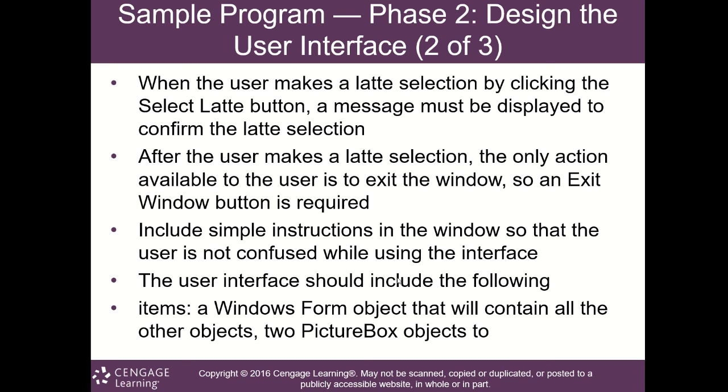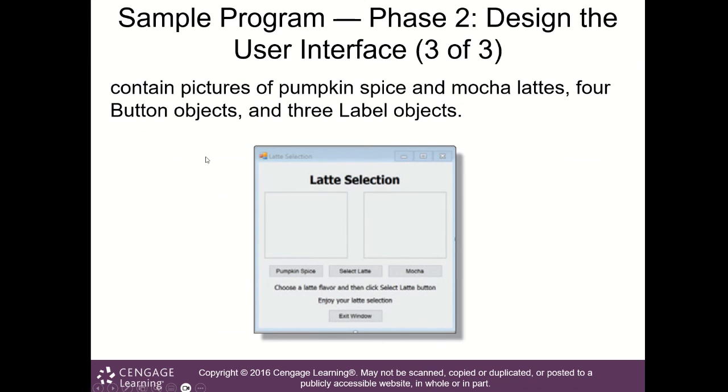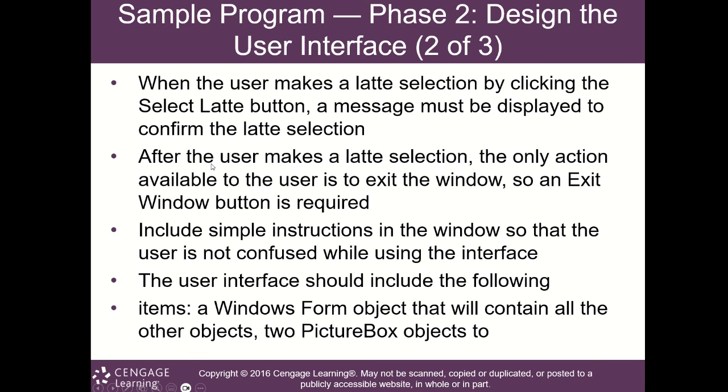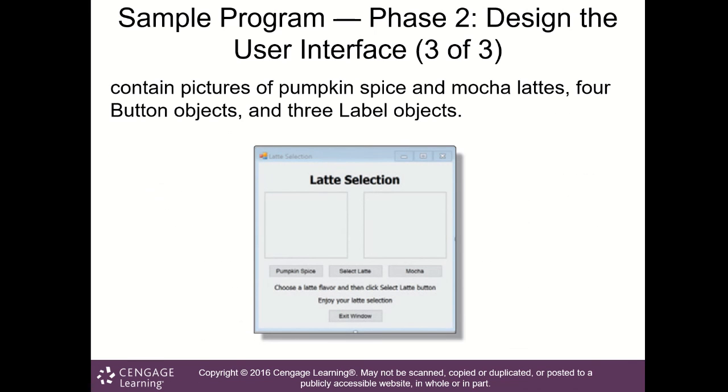The user interface should include the following items: a Windows Form object that will contain all the other objects, two picture box objects to contain pictures of pumpkin spice and mocha lattes, four button objects, and three label objects. So these are the requirements.